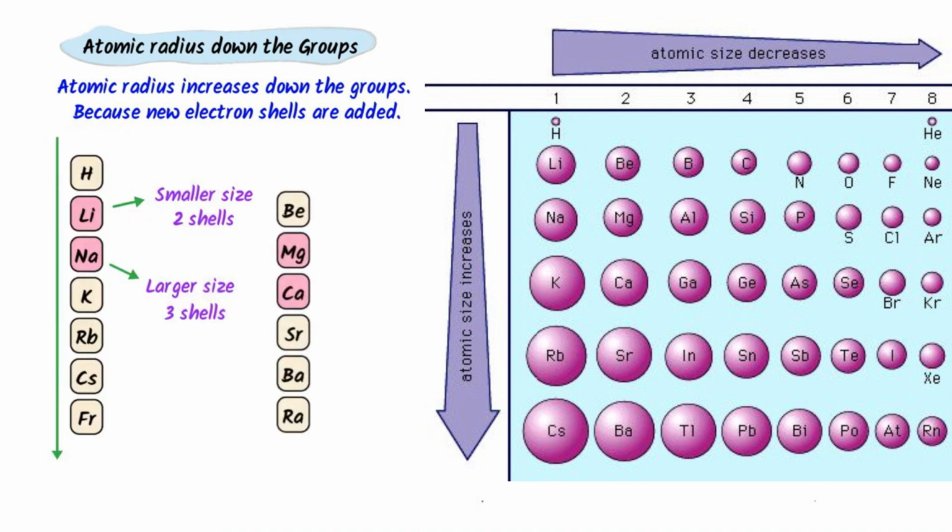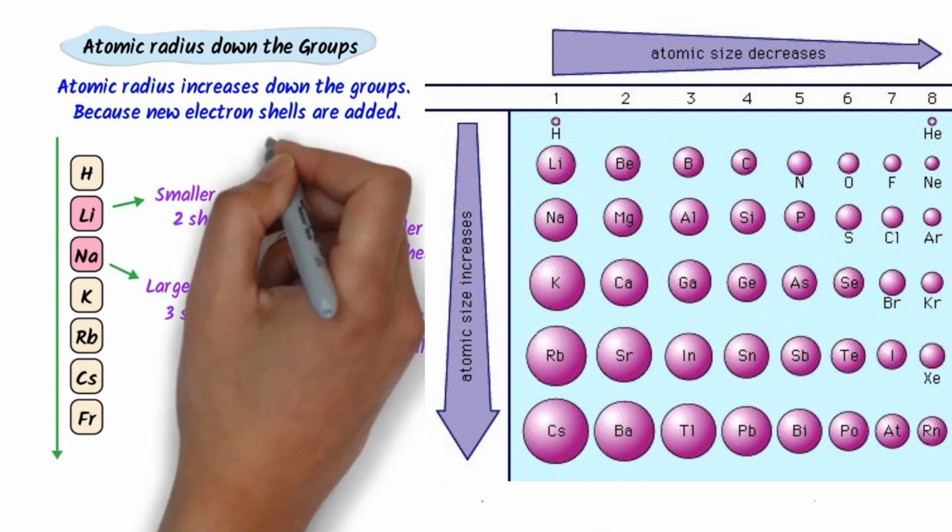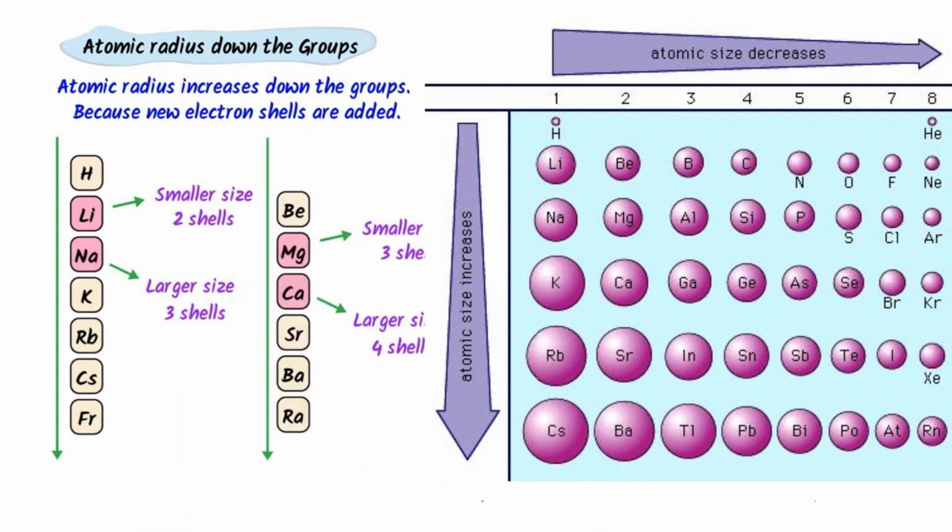Now in the 2nd group, magnesium has smaller size than calcium. It is because magnesium has a smaller number of electron shells while calcium has a larger number of electron shells. Therefore, we say that atomic radius decreases across the period and atomic radius increases down the group. Hence, note it down. Now we will learn the trends of electronegativity.